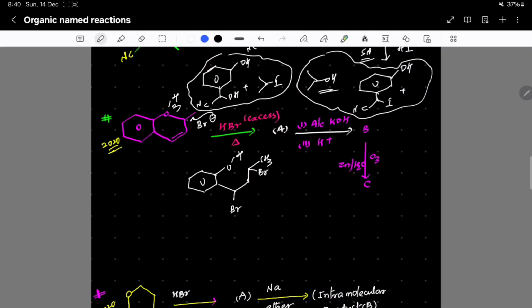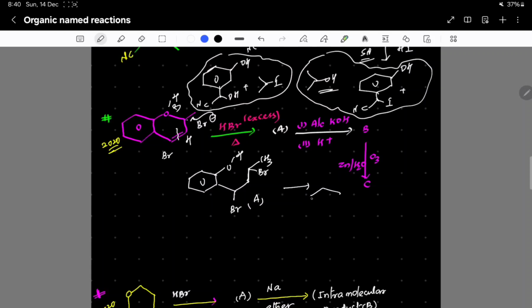Now this is right. Now HBr is there. This Br will attack, and here H will attack. Now this is our A product, right? Now this A is undergoing alcoholic KOH. Alcoholic KOH means dehydrohalogenation generally takes place, right? So generally alpha-beta elimination takes place.